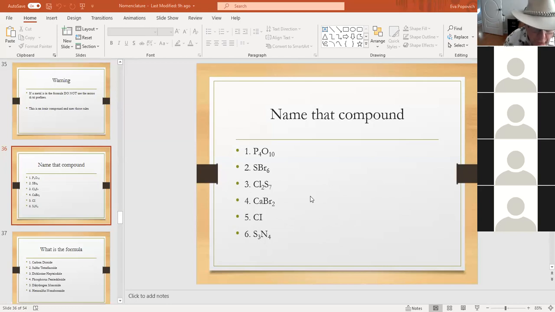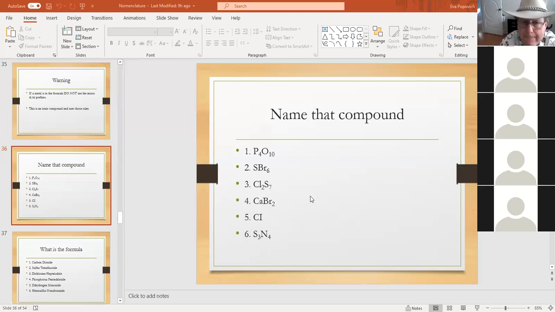Okay, what do we got for the first one? Would it be tetraphosphorus decoxide? That sounded revolting, but it's right. Yeah. Second one. That was me. Is it sulfur hexabromide? Good job.